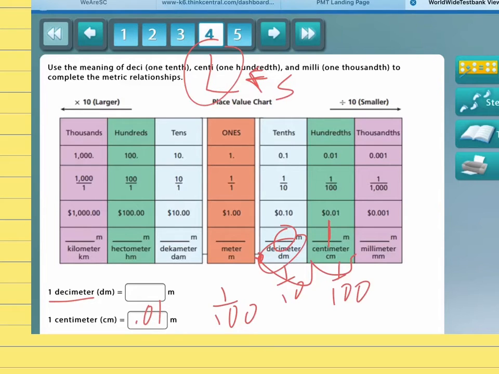I will say it's important to remember, if you're going from a smaller unit to a larger unit, you always divide by a factor of 10, depending on how many shifts you make. And if you're going from a larger unit to a smaller unit, then you always multiply, because it depends on how many shifts you make.